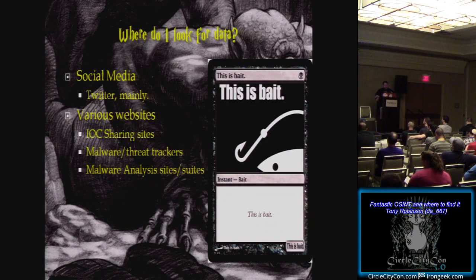So these are generally organized into sites where people share indicators of compromise for threats that they have found, or private threat trackers that a researcher will run. They'll have entire hash databases, databases of malware files, or entire databases dedicated to one particular bot or one particular threat tracker. And then you have malware analysis sites and suites. Everybody here who has done any kind of blue team work knows what VirusTotal is. That's just one example, but there are several other very specialized and very nice sites that you can use for gathering data for your investigations. So that's about it when it comes to what data I pick up. It's social media and different websites that do different things for me.